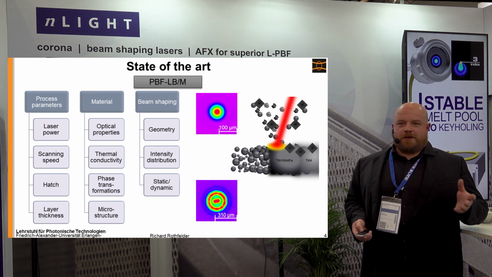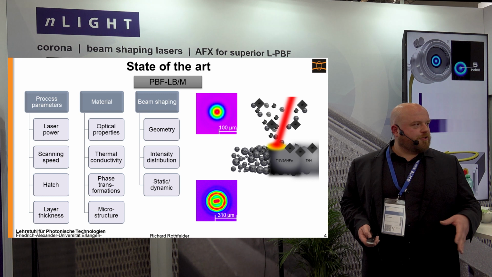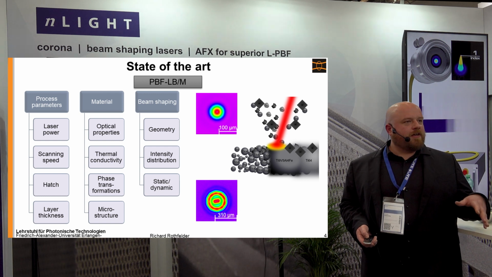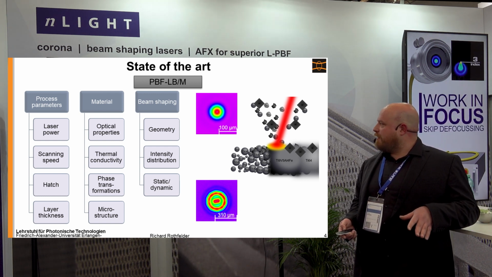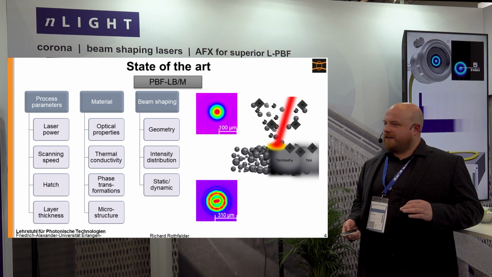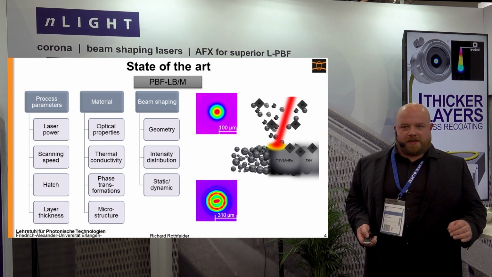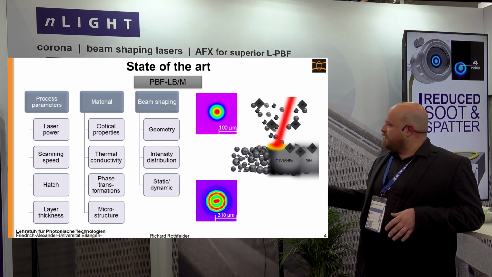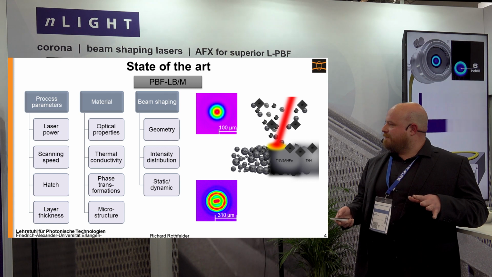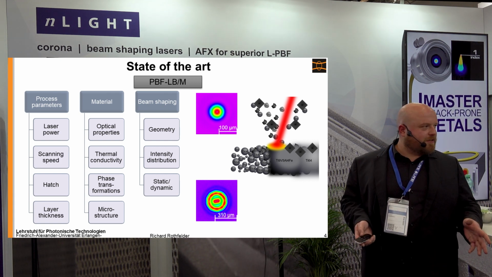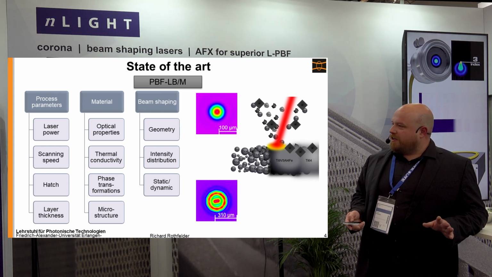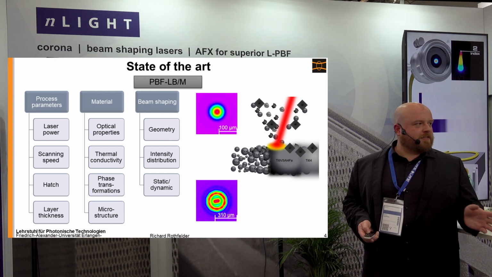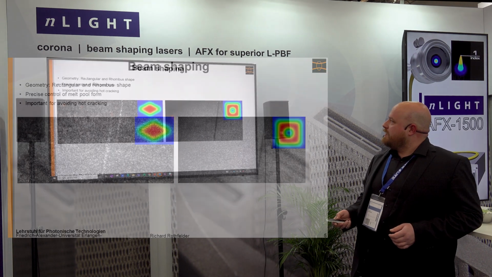And then, once you have your shape, there's the intensity distribution, like for example with the AFX, where you can shift the power from the center to the ring, always creating different results in the powder bed. And then there's static versus dynamic. Dynamic is a whole new topic, and the focus today will be on the static beam shape: the ring shape you see down here is the beam shape the material itself sees. I will show you some video footage of what is possible with dynamic beam shaping, but this is more of an outlook.